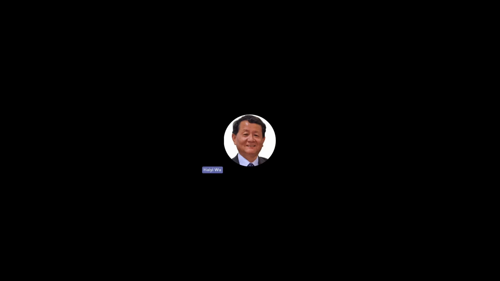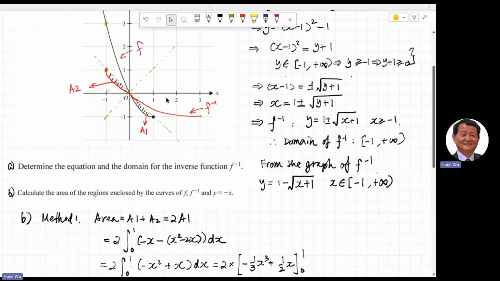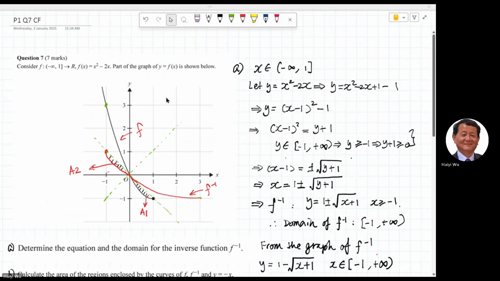Hello again. Today we're going to solve VCE exam 1, question 7. This is a complex familiar question because it involves the inverse function.